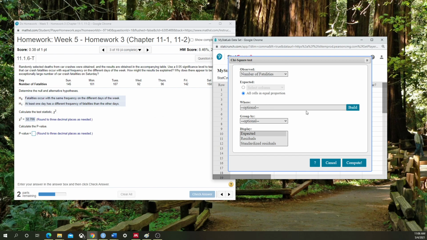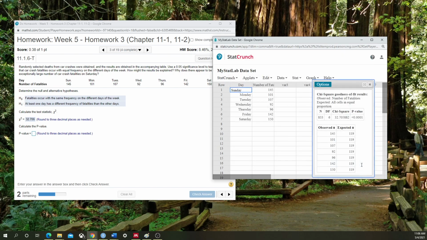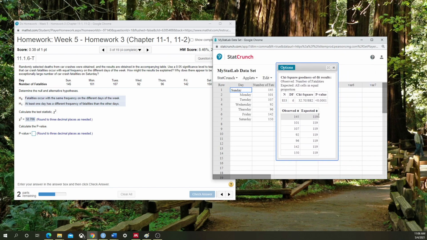Okay, and so we'll go ahead and compute. And here it gives us what our expected would be. Here's what our observed is. These are the same data as what we had in our original data. And then the expected is 119 fatalities. It basically did this by summing up everything in the observed, dividing it by 7, the number of rows that we have here, and saying that we would expect to see 119 fatalities per day of the week.